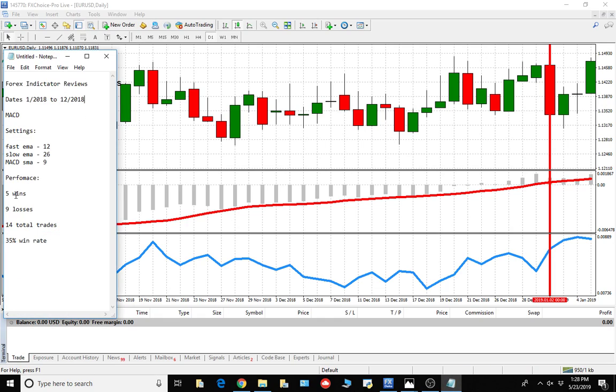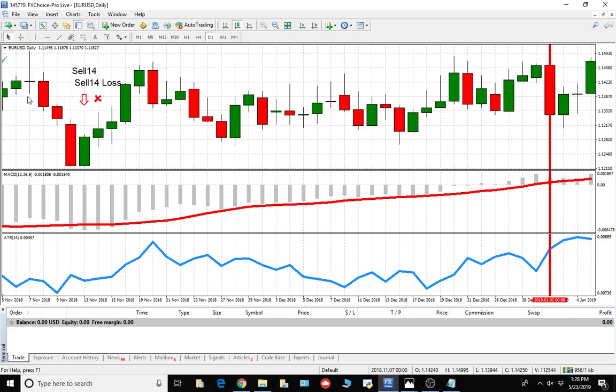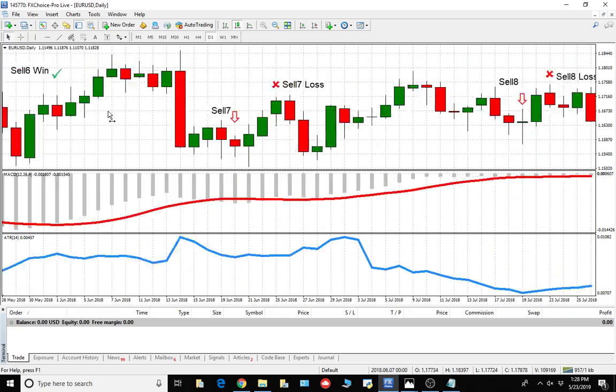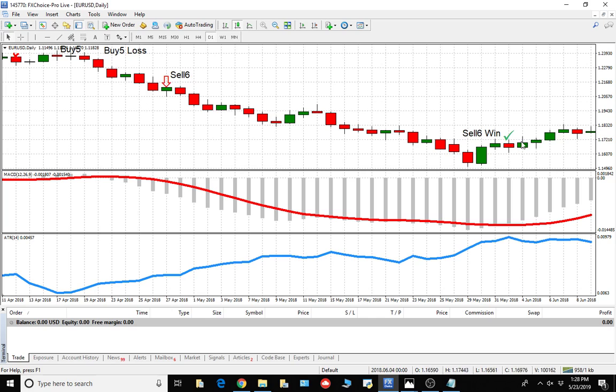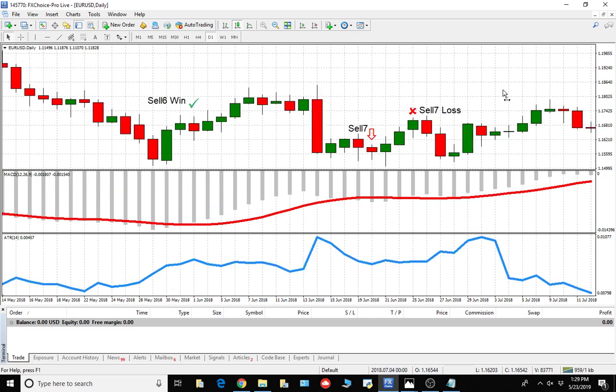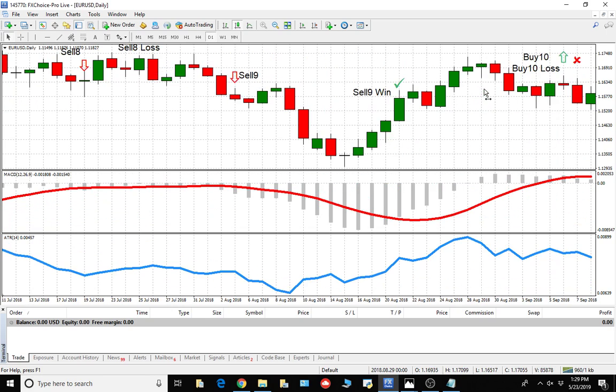Alright, so the performance: we had 5 wins, 9 losses total. Total trades were 14 and a 35% win rate. That was not good. Even as you look at some of these runs, like that original big win right there, I mean, you would just be breaking even on this. So this is just something to look at, and let's see if we can find some better indicators.